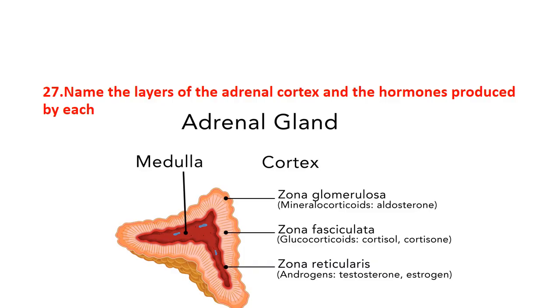Name the layers of the adrenal cortex and the hormones produced by each. Here there are three layers: zona glomerulosa, that is secretion of the hormones mineralocorticoids and aldosterone; zona fasciculata, here the secretion of the hormones is glucocorticoids, cortisol; and zona reticularis, here the secretion of the hormones androgens, testosterone and estrogen.